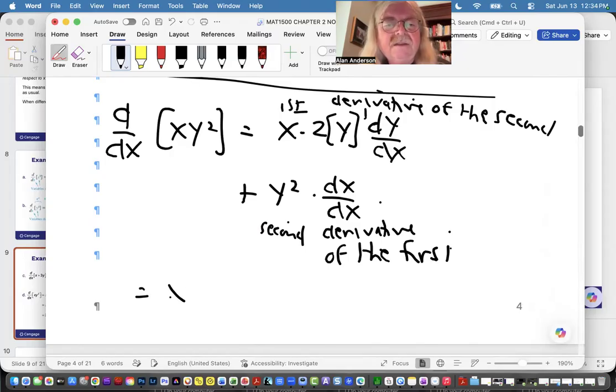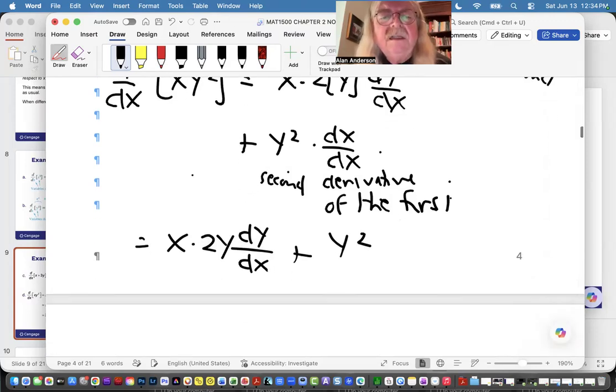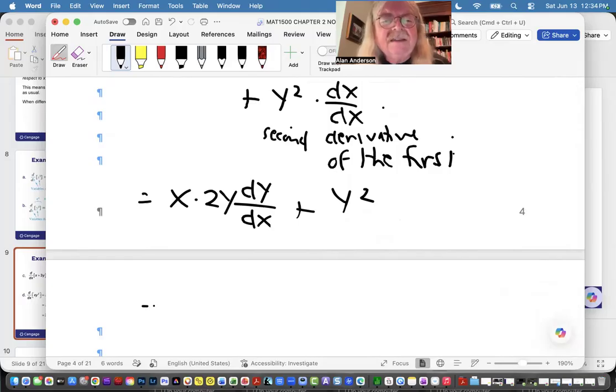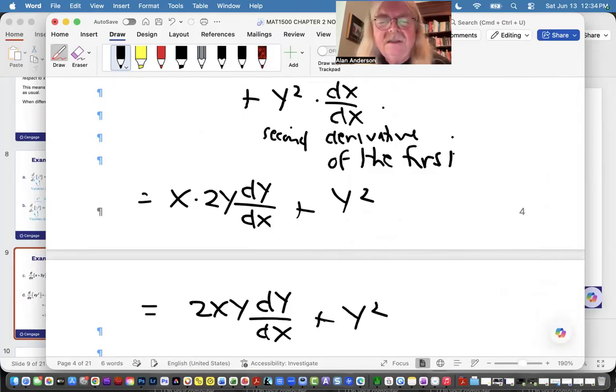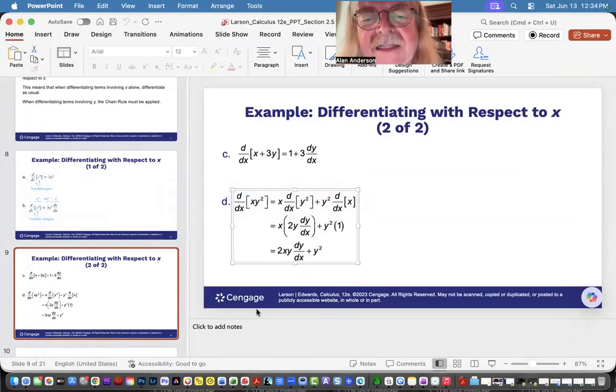x times 2y dy dx plus y squared. And of course, that's just 1. And then we can write it a little differently than that. Let's try this. 2xy dy dx plus y squared. And we're done. All right. And that's exactly what they have.